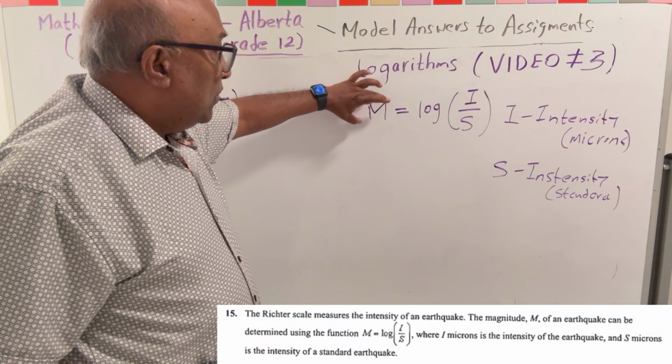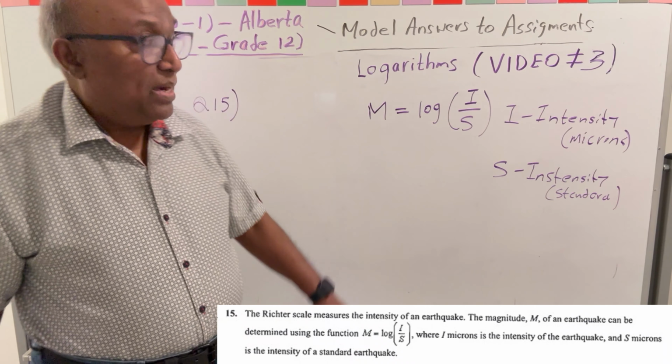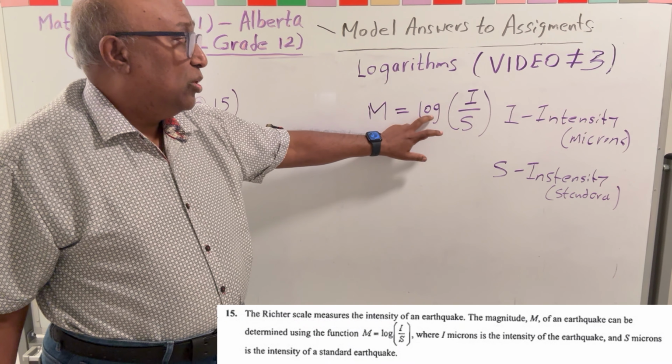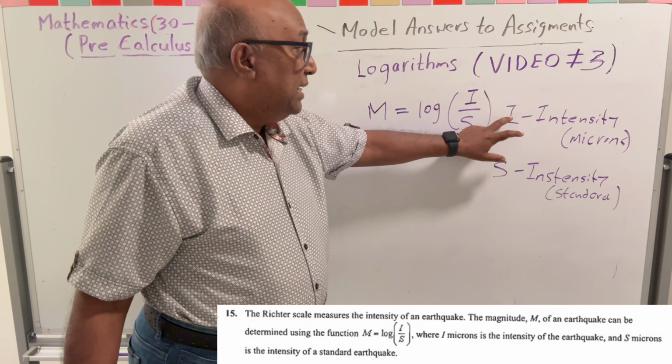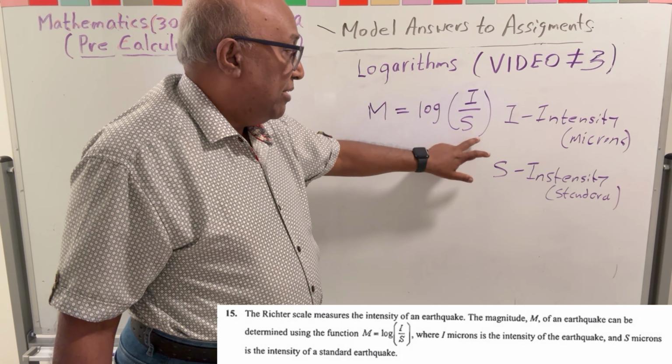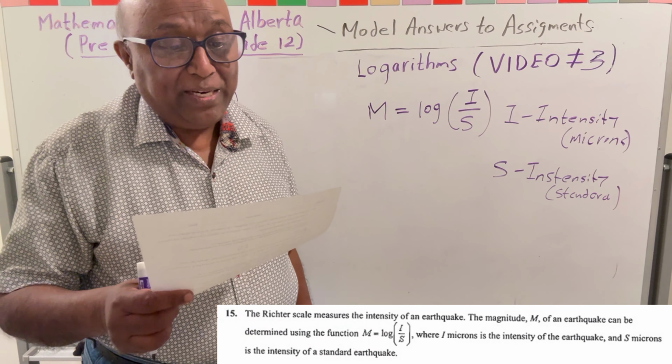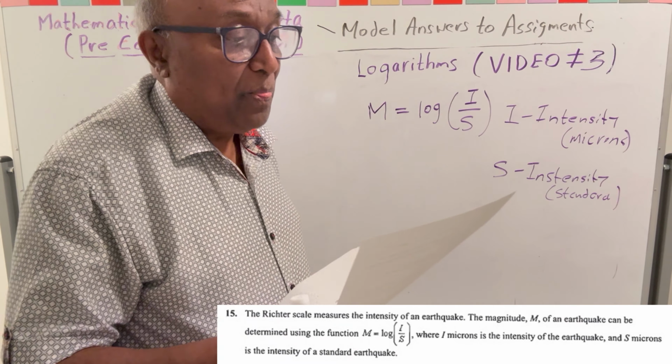That means the definition is this: the magnitude of an earthquake is defined by this formula, 10 log 10 of the intensity of the earthquake divided by the standard intensity. Okay, what we have been asked, they are telling some story.